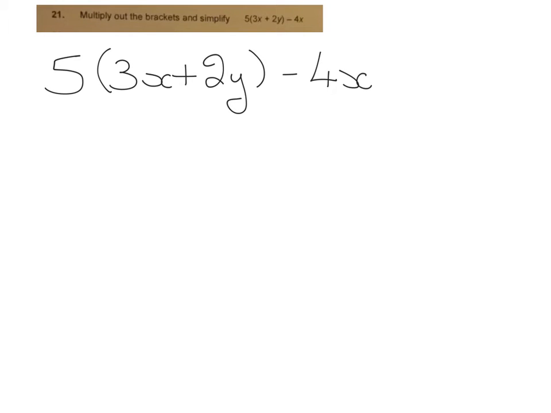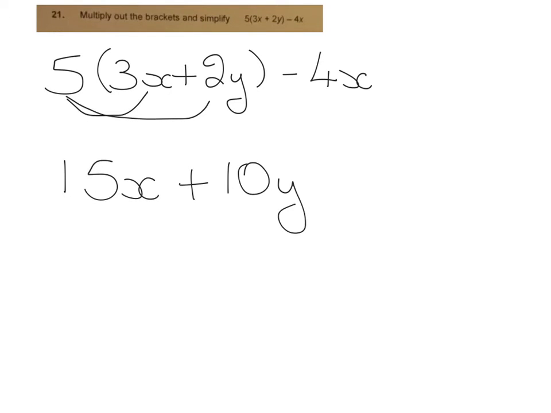Question 21, multiply out the brackets and simplify. So everything inside the bracket is going to be multiplied by whatever is immediately next to the bracket. So in other words, just this here, just the 5. So everything inside the brackets is going to be multiplied by 5. Okay, so let's multiply out. First of all, we're going to do 5 times 3x, which is 15x. Then we're going to do 5 times 2y, which is plus 10y. And then we still have this minus 4x at the end. That is not multiplied by 5.